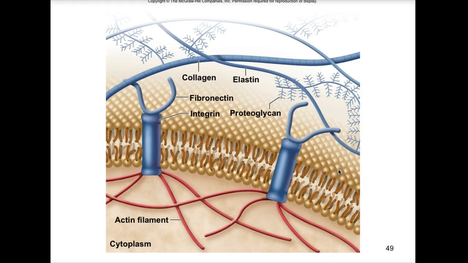So here you see those collagen and elastin. Here's that integrin protein that is connecting the extracellular matrix out here into the cytoplasm of the cell. Here you can see a proteoglycan structure. There is fibronectin. So those are all parts of that cytoskeleton, extracellular matrix, so on and so forth. Those things that you should know there.